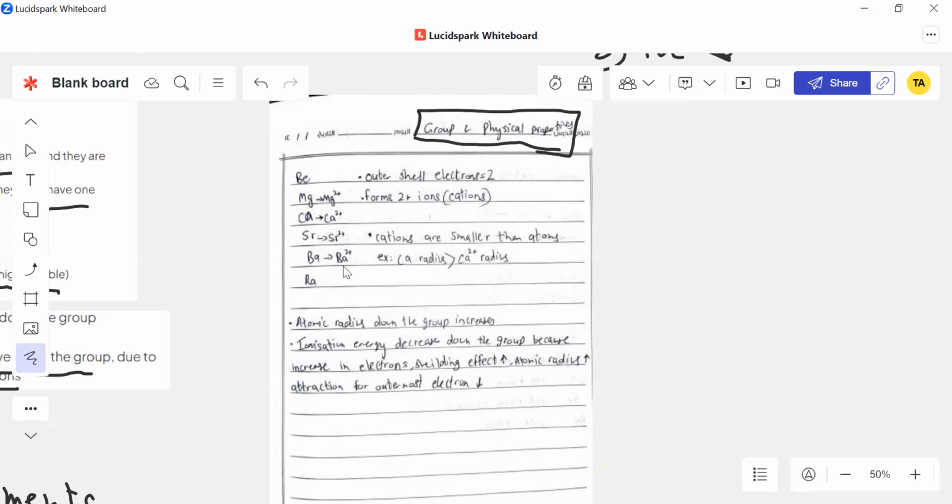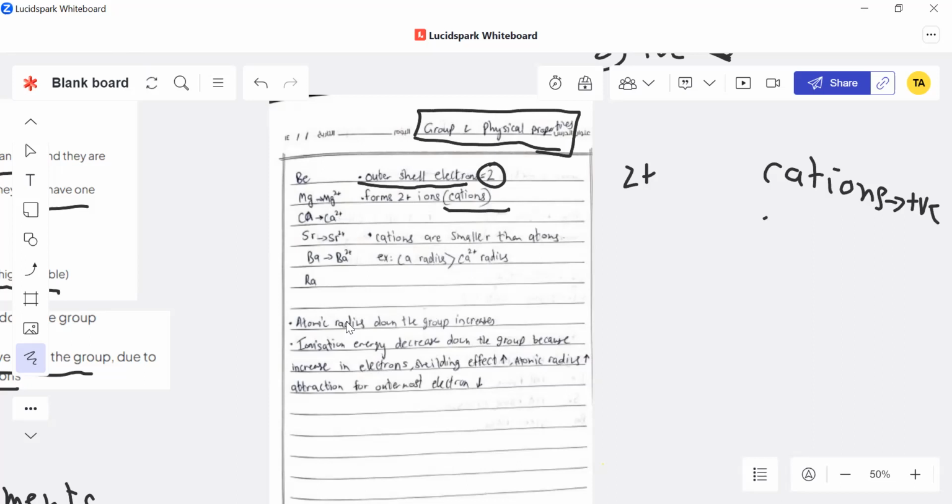Because they are in group 2, they have 2 electrons in their outermost shell. So all group 2 elements will form a +2 charge. They form a +2 charge, and since they are positive, right? They are positive because they lose 2 electrons. They are called cations. Remember, cations are positive ions.